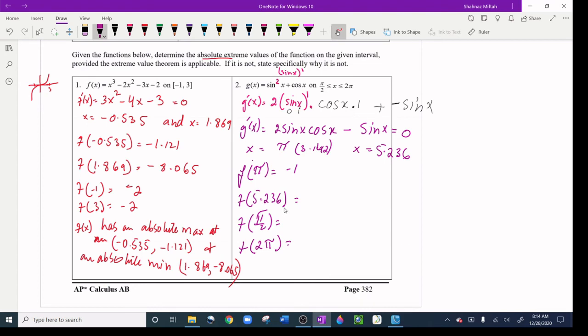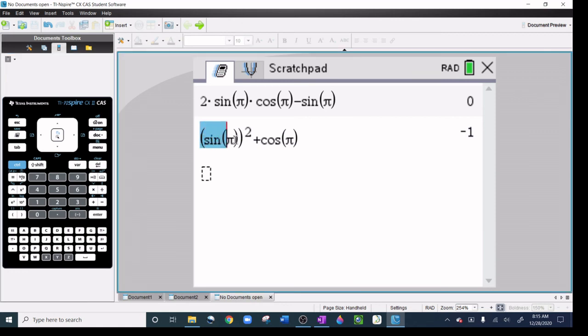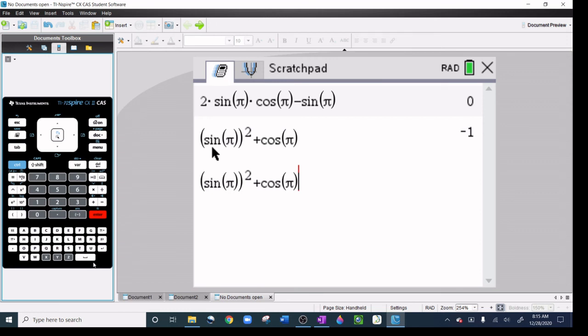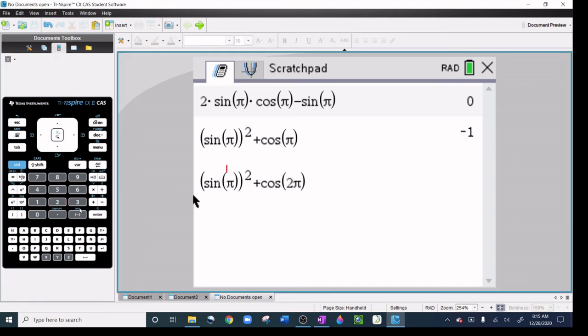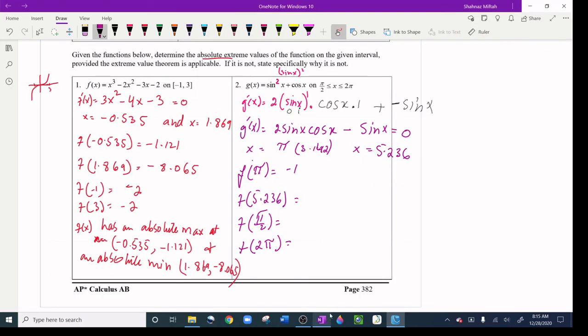Now we're going to plug in 5.236 and pi over 2 into it. So go back to the calculator. What I'm going to do is highlight this and hit enter. When you hit enter and highlight, then you would be able to change all of this. So instead of pi, let's do 2 pi first because it's kind of easy. That's 2 pi. Then hit enter. I got +1. So for the 2 pi, I got +1.